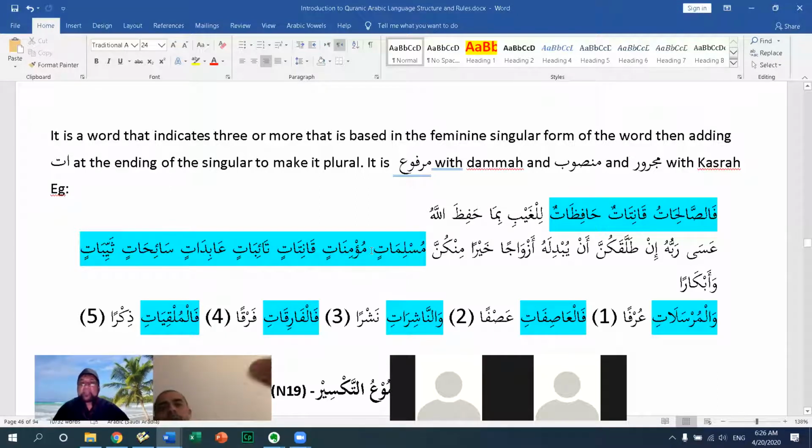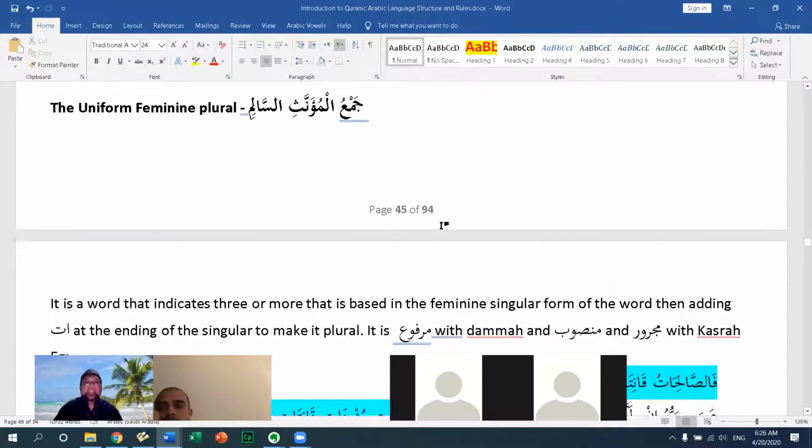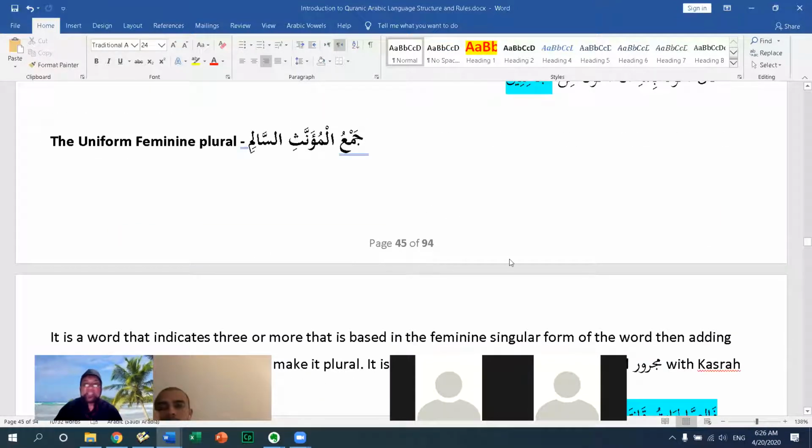So Muslimatin, let's just talk about this, who would say what the i'rab of Muslimat is? What's the position in the sentence? I mentioned it, but let's see if you will remember. It's a lot, it's kind of complex. It's sifa for azwaj. So azwaj is mansub, therefore Muslimatin is mansub. Mansubun bil kasra. Why? Because it's jama' al-mu'annath al-salim.